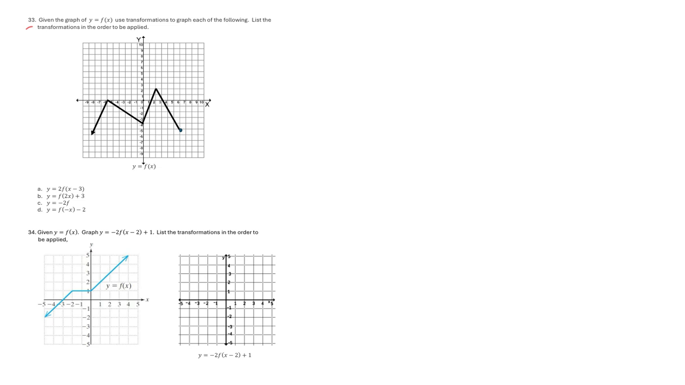Alright, given the graph of x, use transformations applied to each of the following. List the transformations in order for them to be complete. So for the A transformations: shift right 3 units, vertical stretch by a factor of 2.